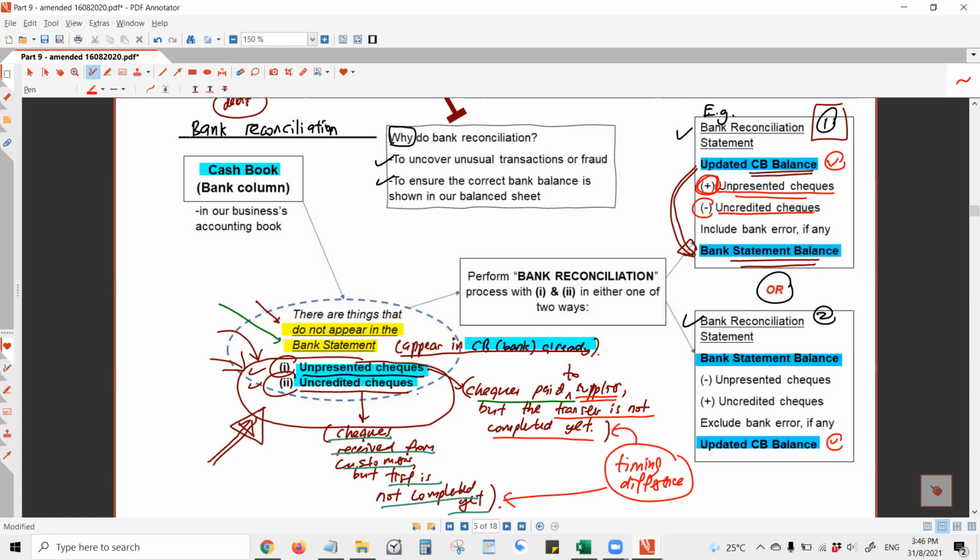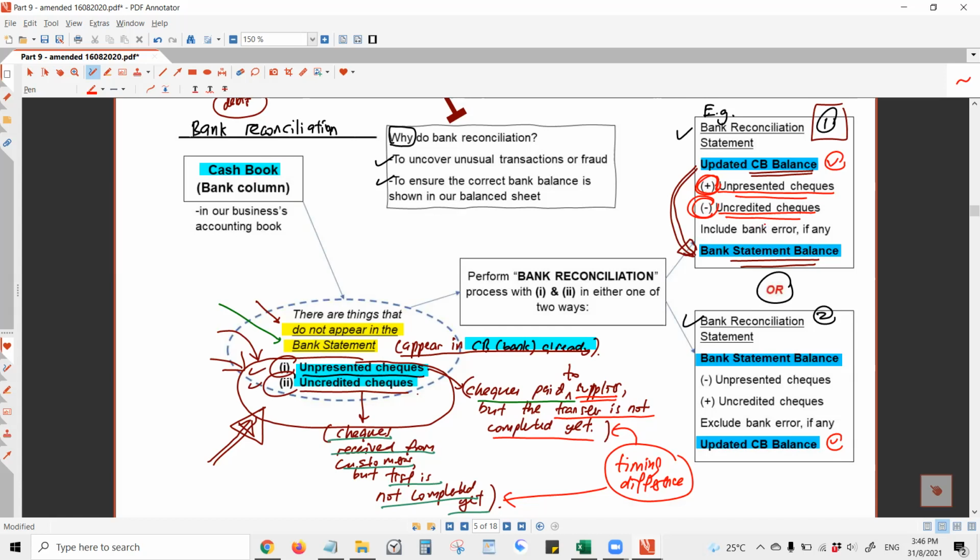For uncredited checks, these are the checks that you got from the customer. When you got them from the customer, you debit your cash book bank account. Now you want to remove it, you do it the other way around, you minus. You get what I mean? So that's how you remember what to plus or what to minus. If you find it too confusing, then I would just memorize what to plus and what to minus. It works as well.